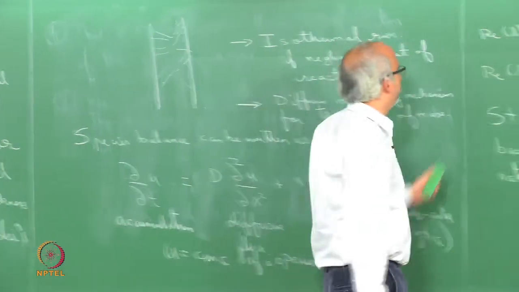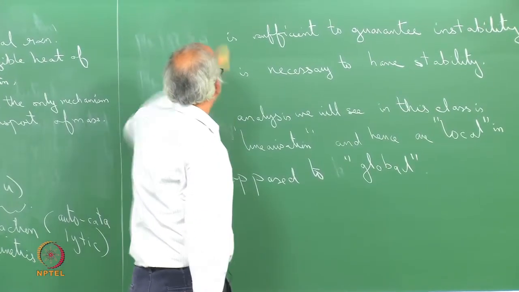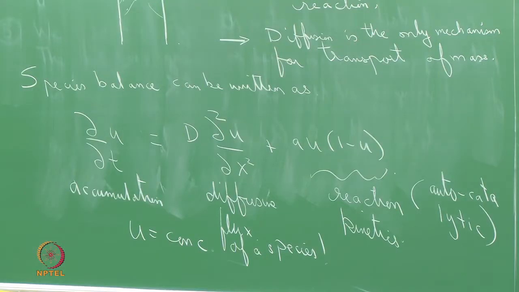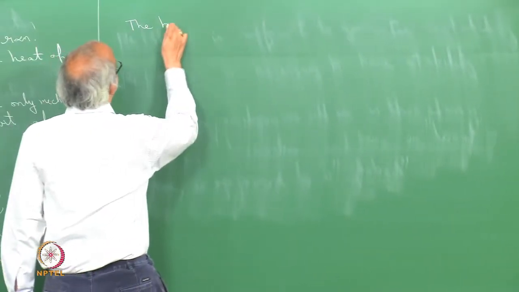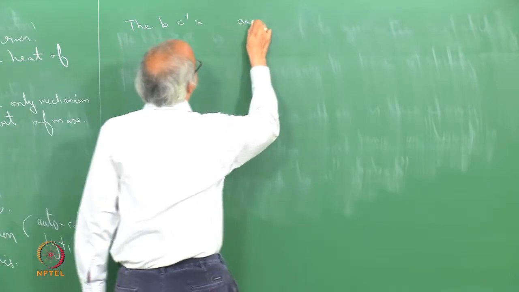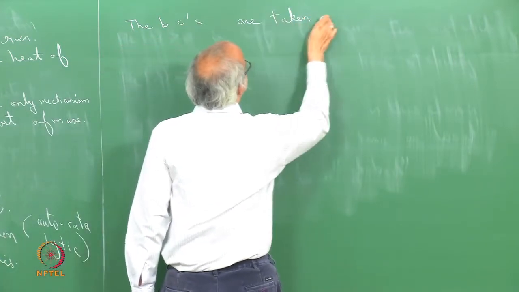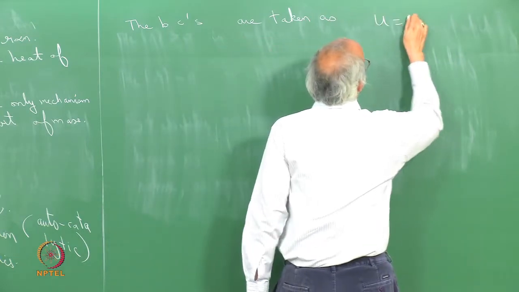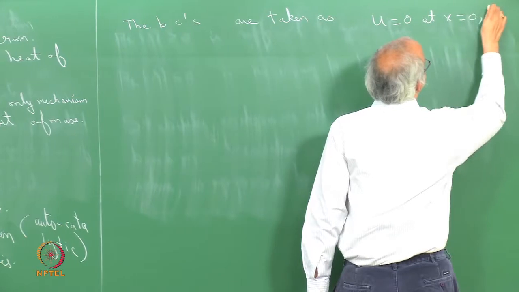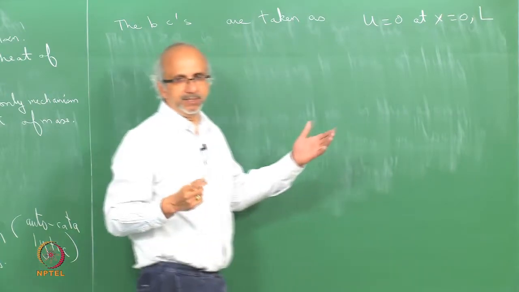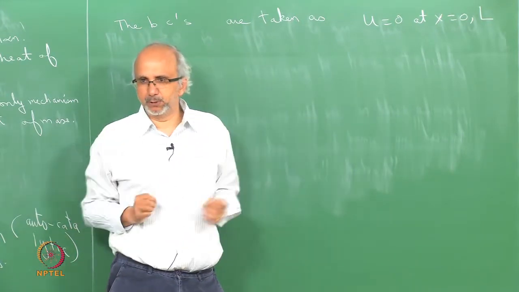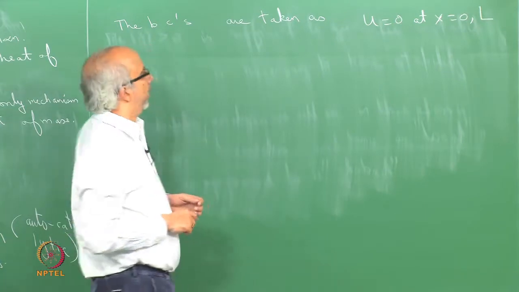Clearly, this is going to be subject to some boundary conditions, and the boundary conditions are taken as U equals 0 at X equals 0 and L. So the thickness of the slab is L, and at both the ends I'm just saying U is 0. So that's my governing equation.